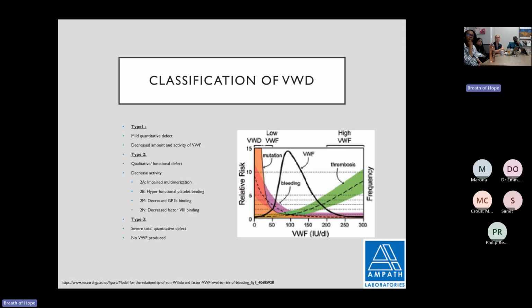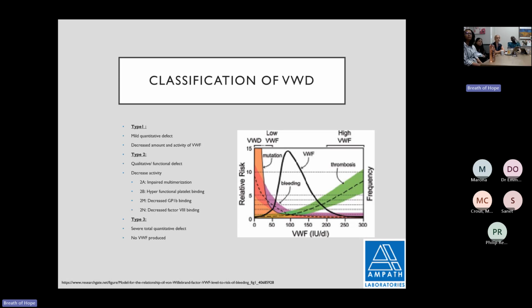So to just classify von Willebrand disease in a simple way, type 1 is just when you have a decreased amount of von Willebrand factor, and the function and the amount of von Willebrand factor are decreased proportionately. But in type 2, there's a functional defect. So when we do the function over the antigen, there's a discrepancy in the ratio. So the antigen may be producing adequate amounts, but the function is not working.